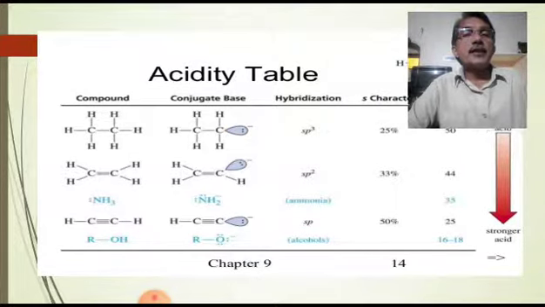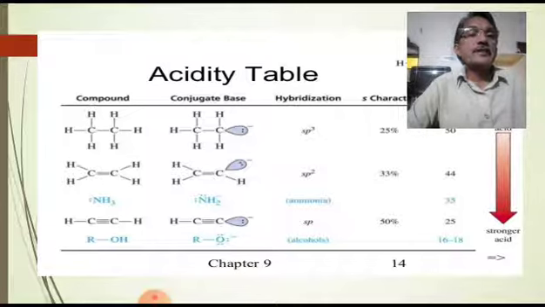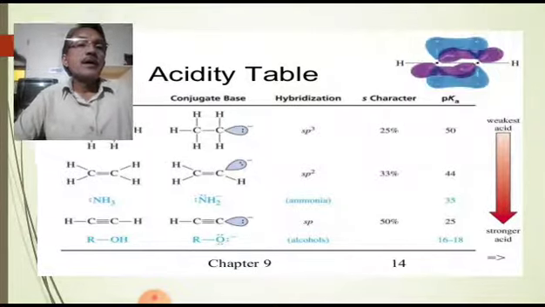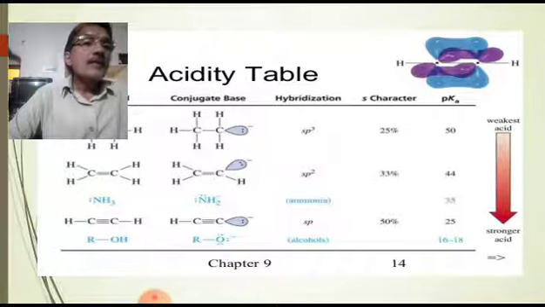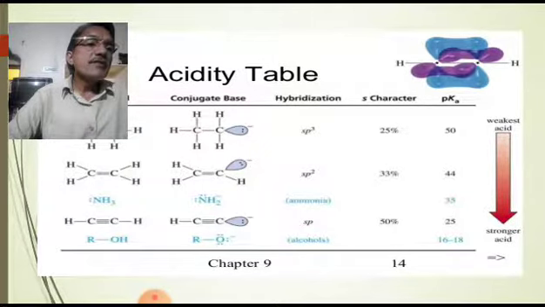If you look at the table: compound, conjugate base, hybridization, s character, and pKa values. Ethane, ethene, and ethyne. Type of hybridization: sp3, sp2, sp. s character 25%, 33%, and 50%. pKa values 50, 44, and 25.